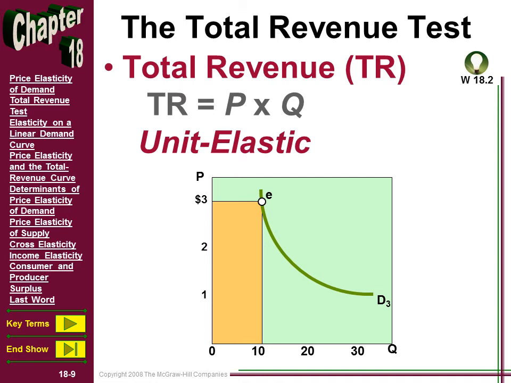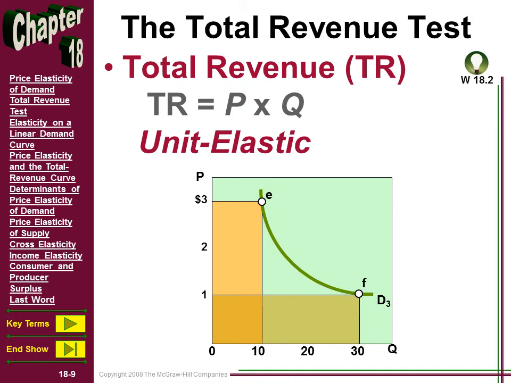Let's look at this case graphically. Notice the shape of the demand curve to begin with. It has some curvature to it. So if this firm is charging $3 per unit, they sell 10 units per week for a total revenue of $30, as opposed to charging $1 per unit and selling 30 units per week.